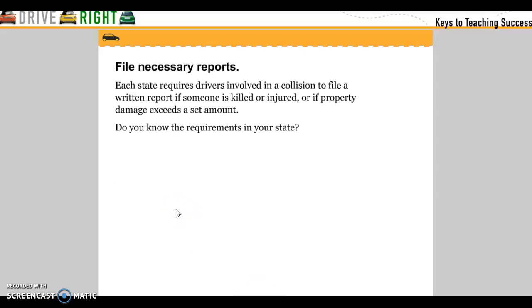File necessary reports. Each state requires drivers involved in a collision to file a written report if someone is killed or injured or if property damage exceeds a set amount. Do you know the requirements in your state?